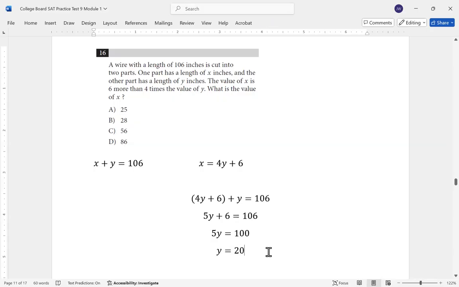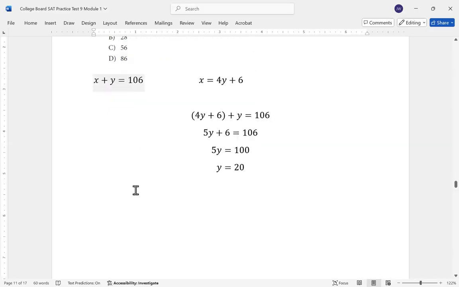Since y is equal to 20, I can find x using either of these two equations. If you wanted to use that left-hand equation, you would take x plus 20 equals 106, and then solve that. Obviously, in that case, x is equal to 86. On the other hand, you could have taken the other equation, which says x equals 4 times y plus 6, and simplified that. So in both cases, you end up with an x value of 86.